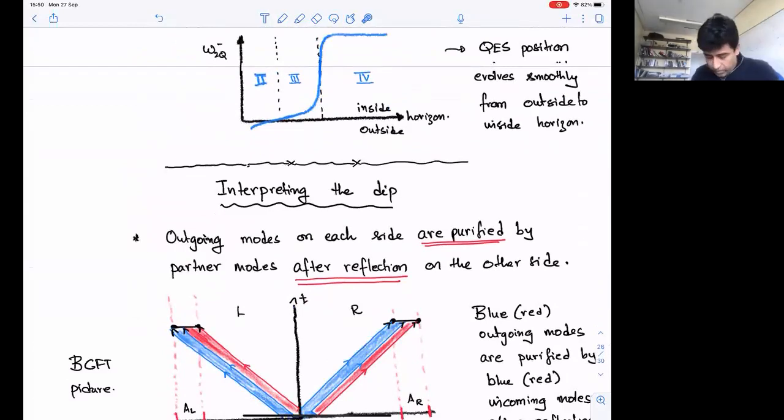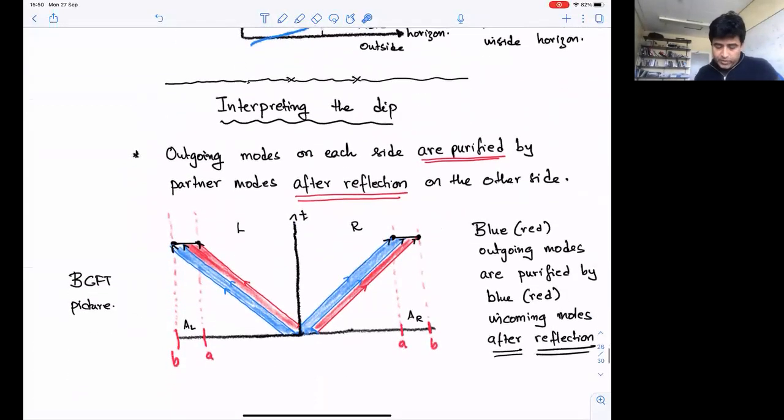Now comes the final bit of the talk, which is to describe why this dip occurs. So there is this mysterious dip in the von Neumann entropy of the two intervals. Why does that occur? The reason it occurs is basically because of purification of modes which are being gathered in these two intervals, A left union A right. And it occurs for a very specific reason, which has to do with the entanglement structure of the thermofield double state.